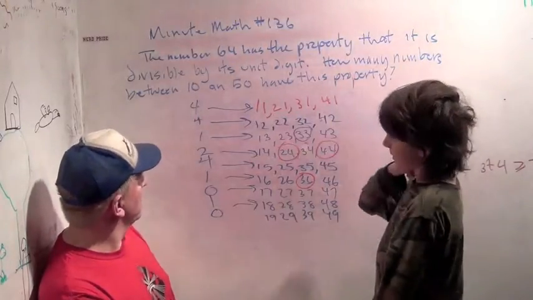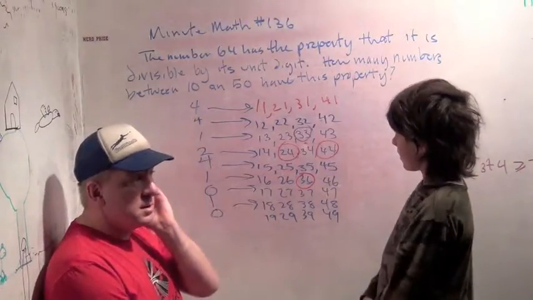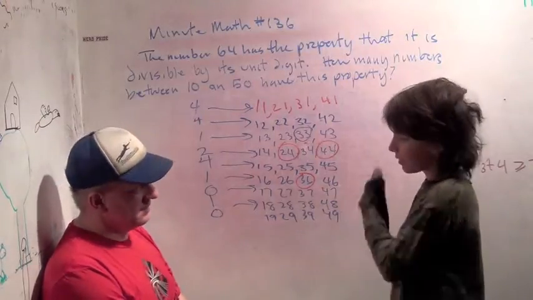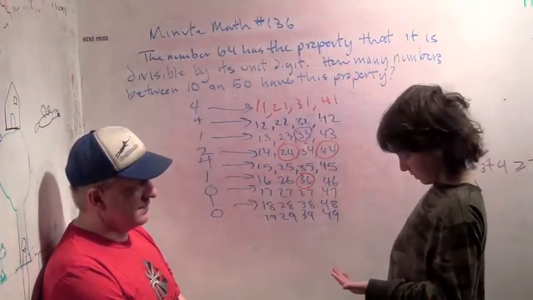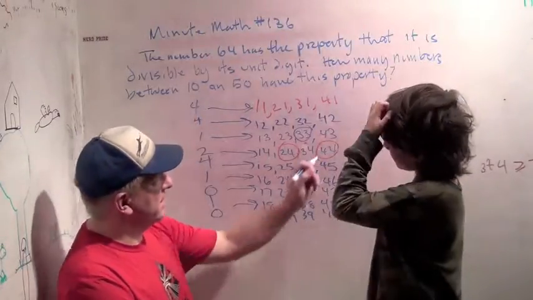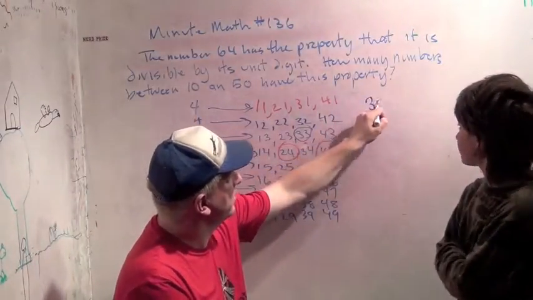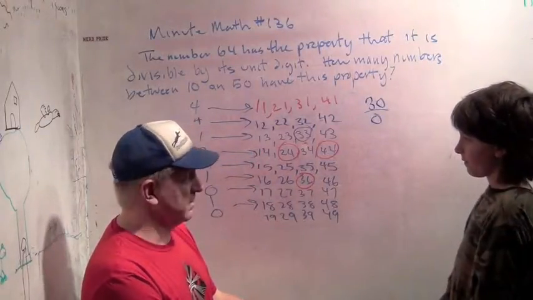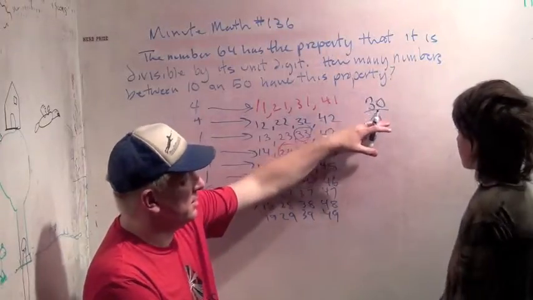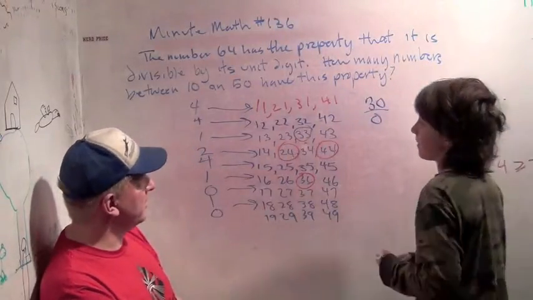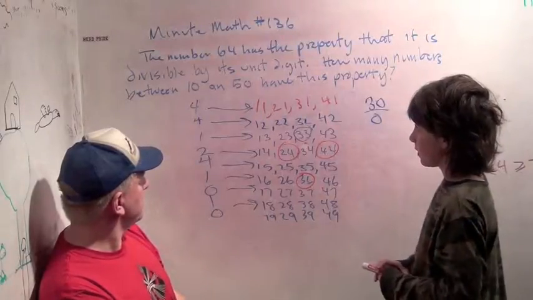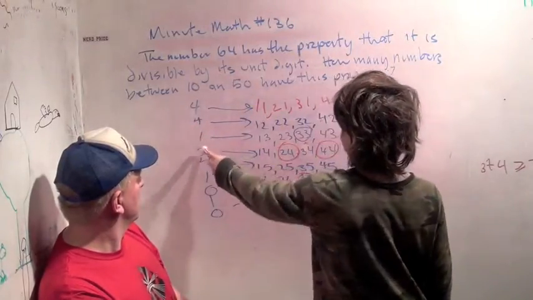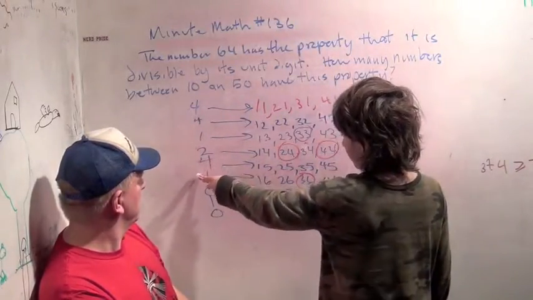Actually, what about the ones that end in 0? 10, 20, 30, and 40. But none of them are divisible by 0. Why not? Because you can't divide any number by 0. 30 divided by 0 is what? Not defined. You can't divide by 0. So none of those numbers are divisible by 0. So how many are there? It's going to be 8, 9, 11, 15, 16, 17.